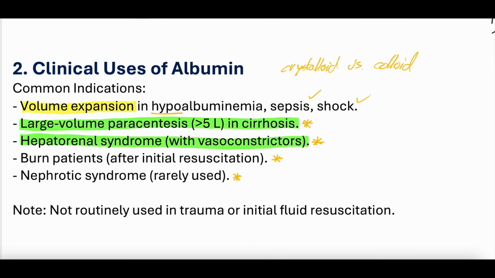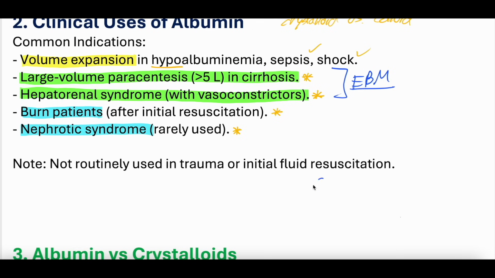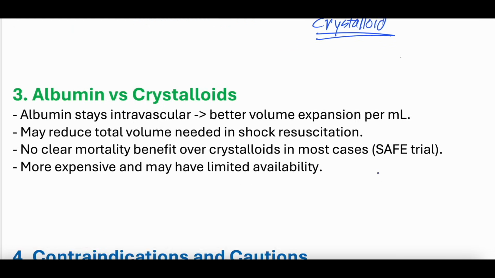So these two are more definitive evidence-based therapies. Volume expansion is, maybe some people do it, some don't. Then burn patients and nephrotic syndrome, we don't know of trials necessarily that have proven that, but it is something that's more commonly done. Whereas these are very much evidence-based medicine, EBM. Not routinely used in trauma patients or as the initial fluid resuscitation, again, just because crystalloid has been proven to be just as good.